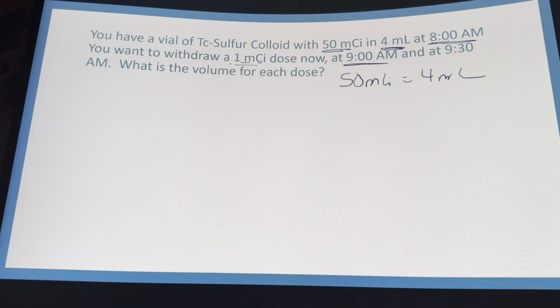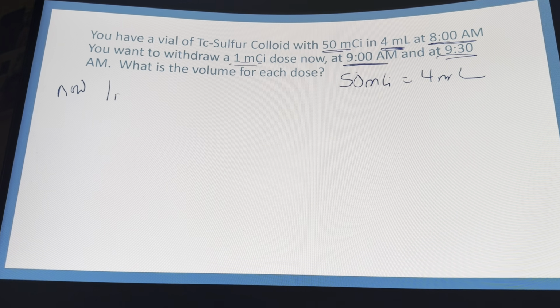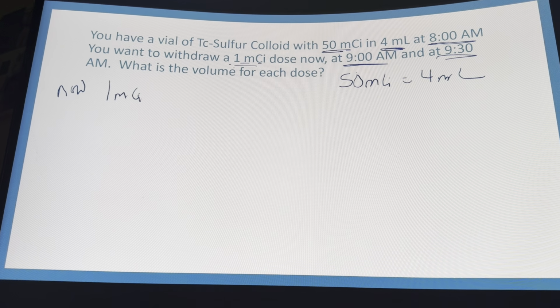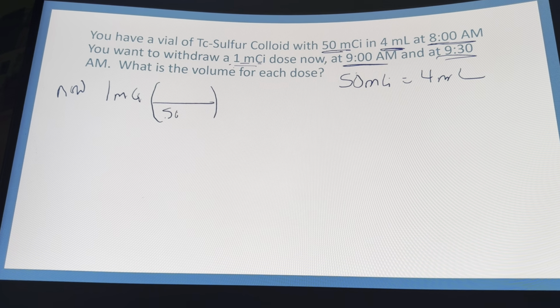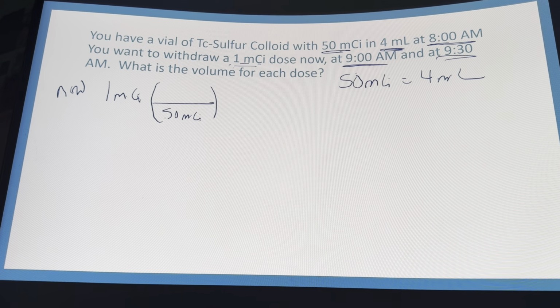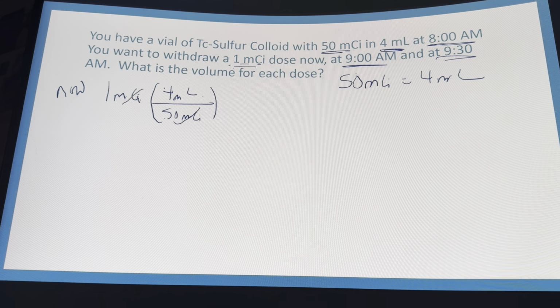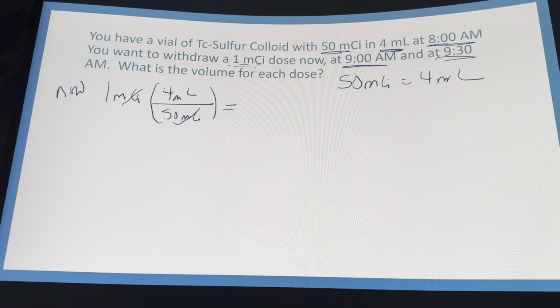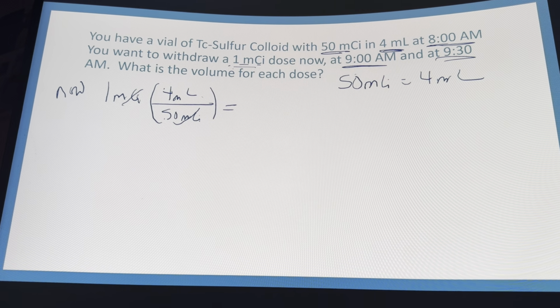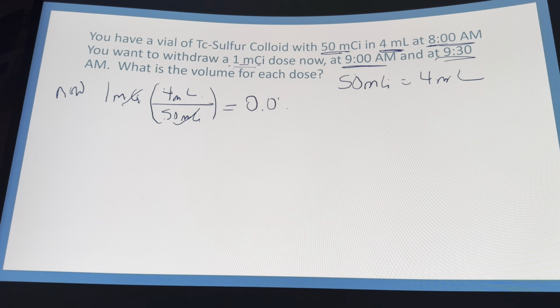I want one at 9 a.m. and one at 9:30 a.m. So I'm going to do now first. I need 1 millicurie. I can use my conversion. 50 millicuries on the bottom because it's on top, 4 mLs on the top. Millicuries cancel. 1 times 4 divided by 50. I have 0.08 ml.